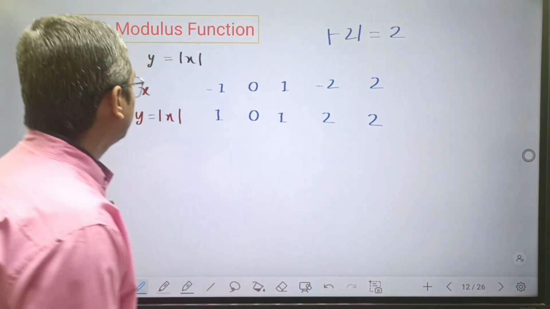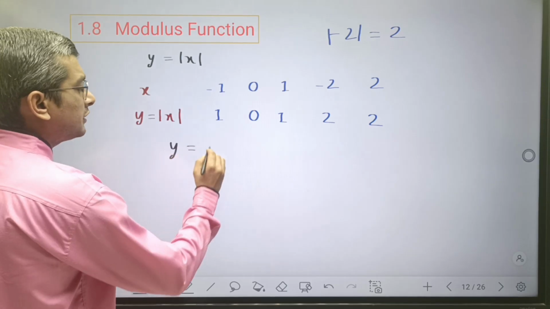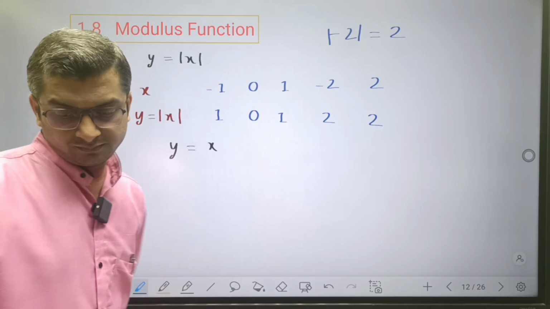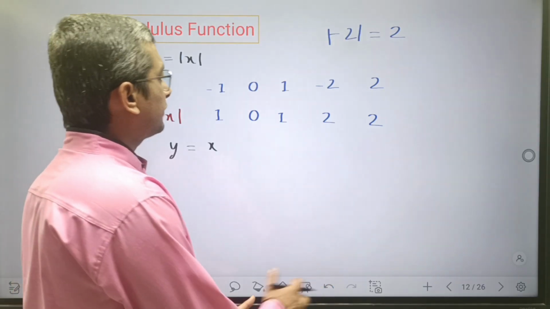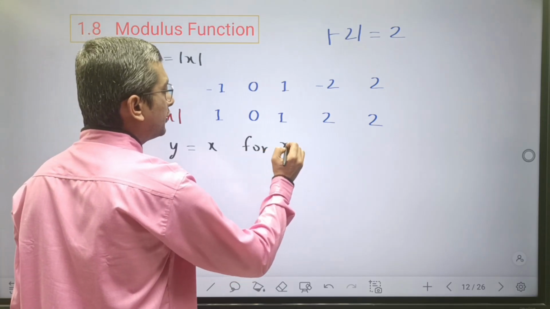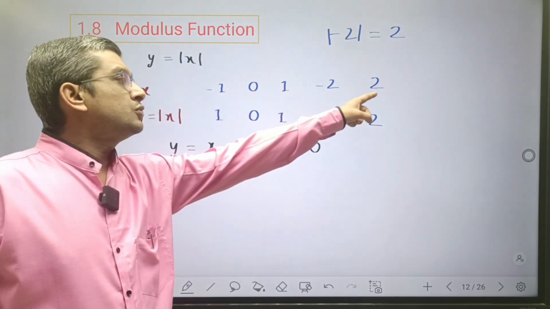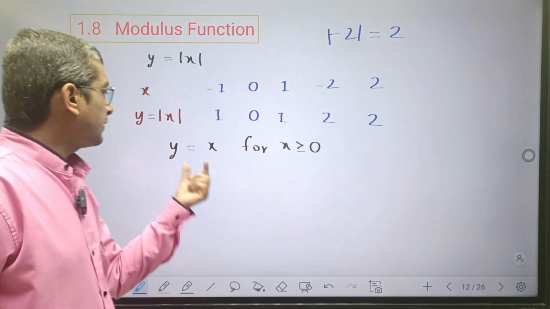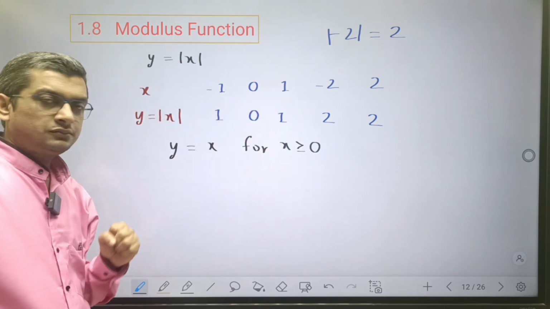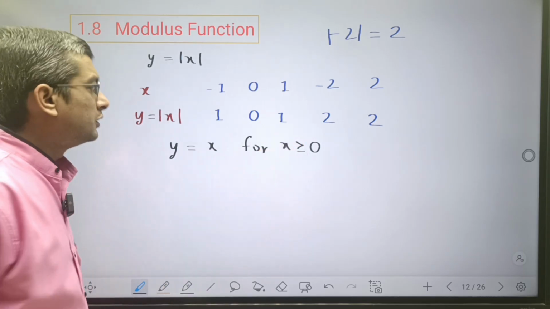So what are the things you are observing here? If you observe carefully, y is equal to x when x is greater than or equal to 0. Observe carefully. If you put x is equal to 2, you get y is equal to 2, that is y is equal to x. If you put x is equal to 1, you get y is equal to 1. If you put x is equal to 0, y is equal to 0. But the condition is x must be greater than or equal to 0.